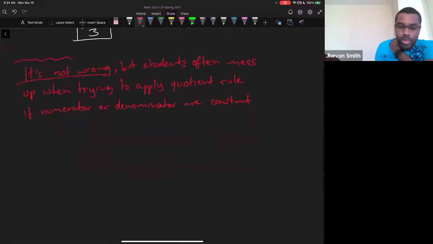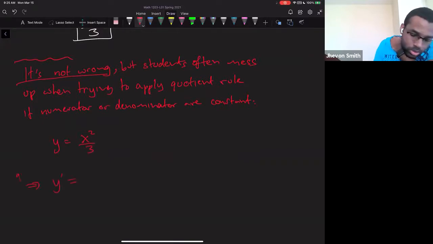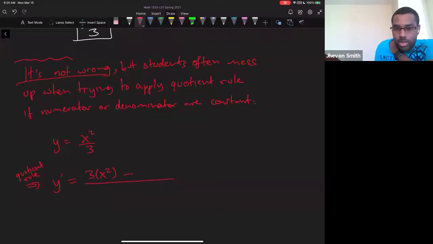And so here's what would happen. If I have, say, y equals x squared over 3, and then we start to jump into the quotient rule. Okay, so what is this going to be? The bottom times the derivative of the top, right? So you got 3 times x squared minus the top times the derivative of the bottom. So that's going to be what?